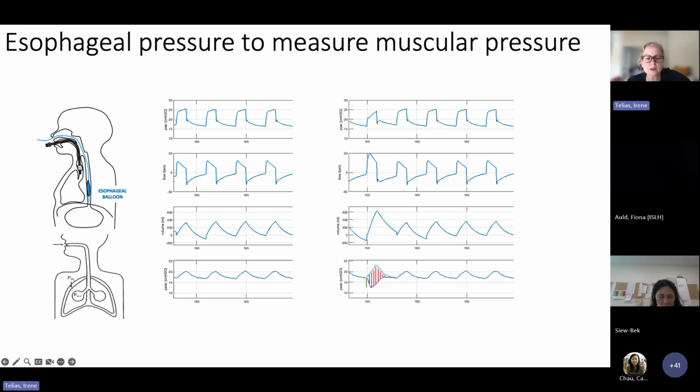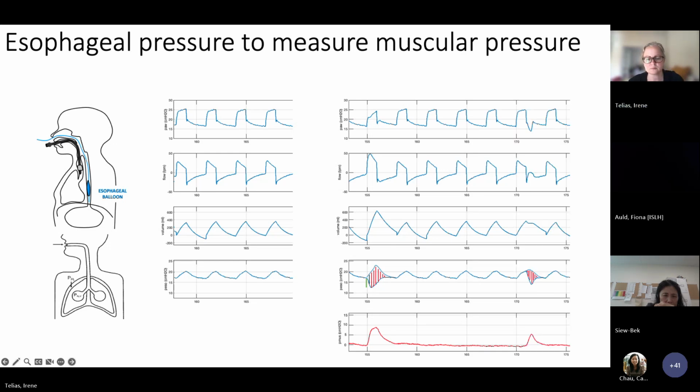And this difference, which we can plot over time if we want, is what we call Pmus, or muscular pressure, okay? And you see that this value of Pmus is slightly higher than just the negative deflection, okay? And we can measure it during synchronous ventilation, and also this is a dyssynchronous effort, what we call reverse triggering.